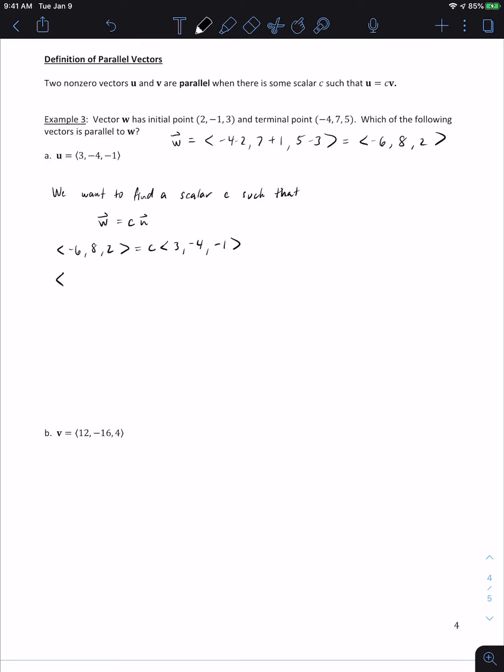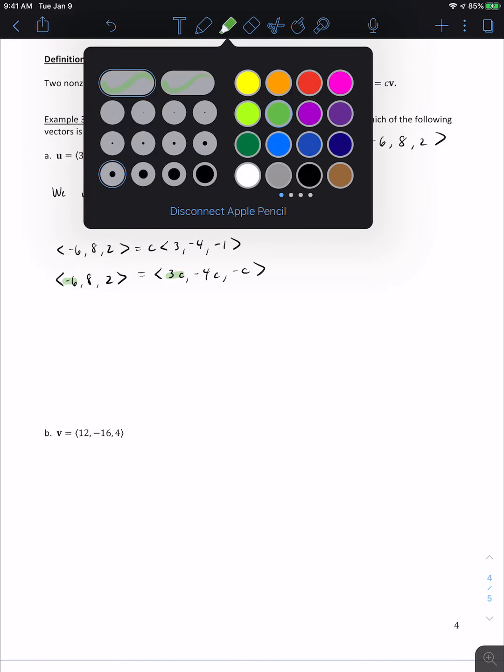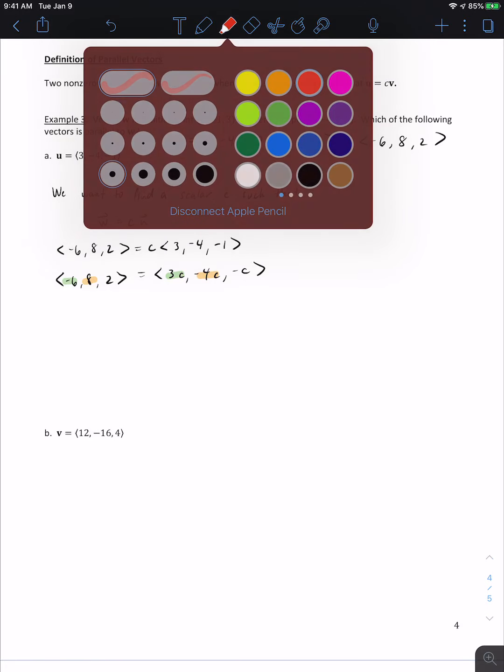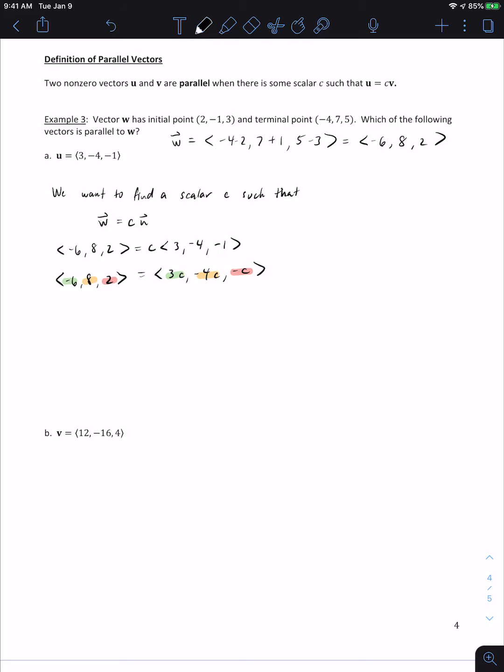So we can simplify this even further. Negative 6, 8, and 2 equals, remember, we can distribute our constant in there, 3c, negative 4c, and negative c. And we know that these two vectors are equal if and only if their components are equal, right? And so since we have this equal sign here, we can set each one of these components equal to each other and we'll get a little system of equations. So I set negative 6 equal to 3c, I set 8 equal to negative 4c, and I set 2 equal to negative c, and see what values I get for c.